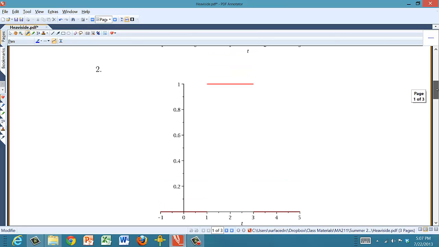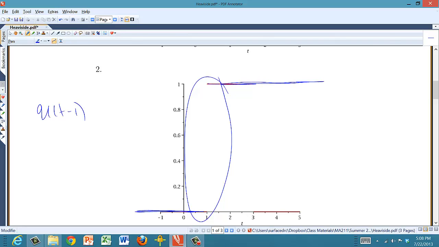Now I want to try something different. What if you want to describe a function that's like this? It's 0 for a while, and then at time 1 it turns on. It becomes 1, and then at time 3 it turns off, and it becomes 0 again. Well, this looks like u at t minus 1. If you just wrote down u at t minus 1, you'd get the behavior of being 0 up until time 1 and being 1 after time 1, but your function would take on value 1 forever after time 1. And that's not what we want.